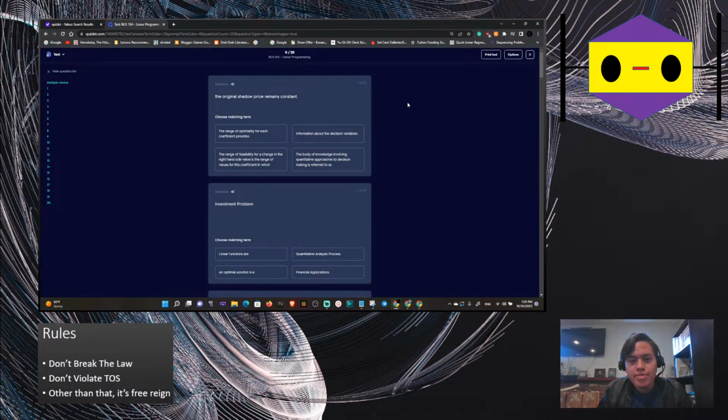The original shadow price remains constant. What the hell is causing that?